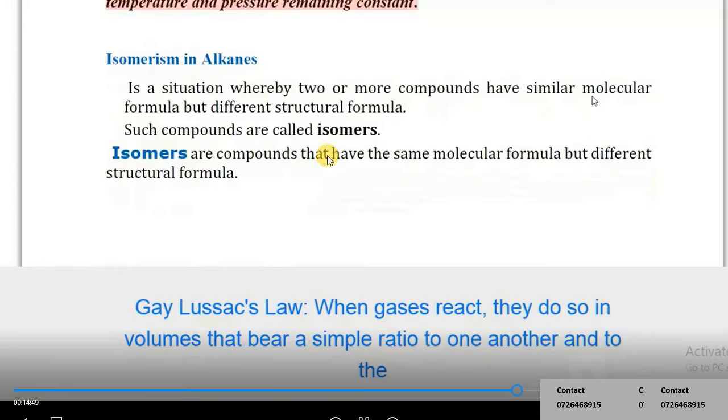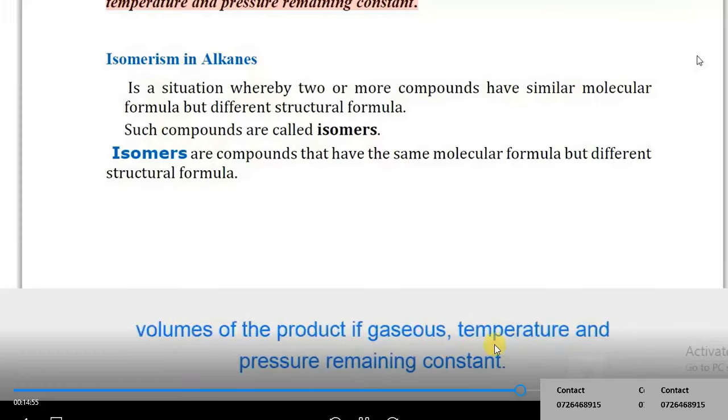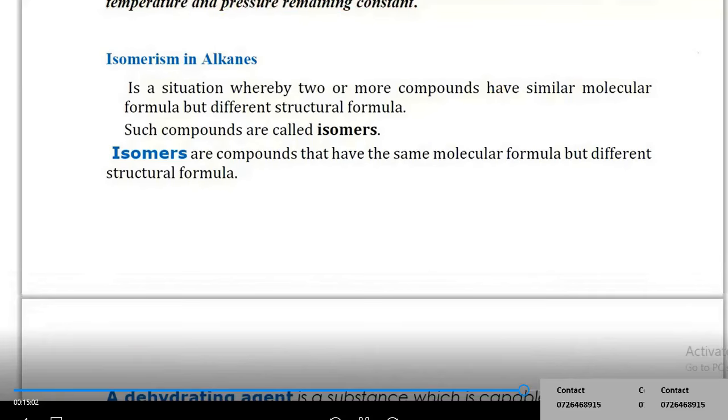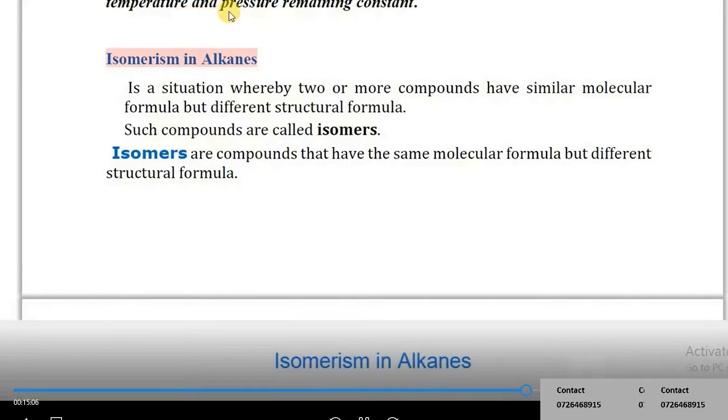Gay-Lussac's law states that when gases react, they do so in volumes that bear a simple ratio to one another, and to the volumes of the products if gaseous, temperature and the pressure remaining constant.